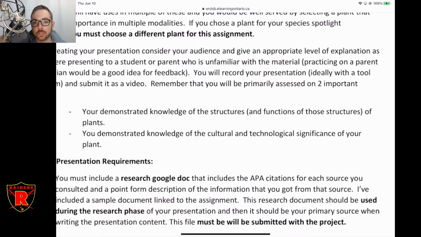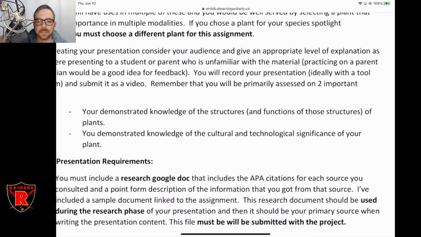You're going to show me your knowledge of the structures and functions of those structures of plants. So the idea here is that in this unit you've been learning about the different structures of the leaf. How is a leaf put together, basically? Here are the structures of the stem. How's the stem put together? Here are the structures of the root. How's a root put together? You're going to be showing me some of your understanding of that through this presentation. And I'll talk in a little bit about how you could potentially incorporate that into your project. But keep in mind that that is the end goal, that you are showing me what you have learned about plant anatomy and function. So plant physiology is the structures and their functions.